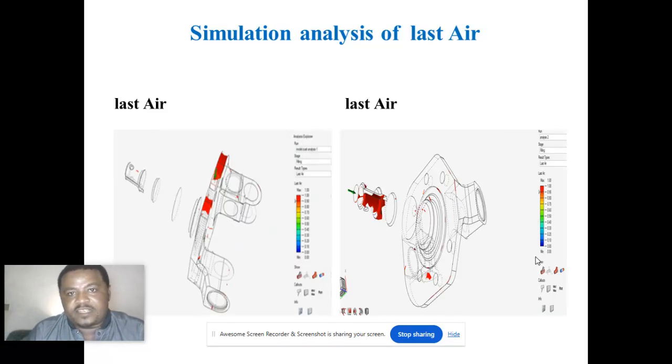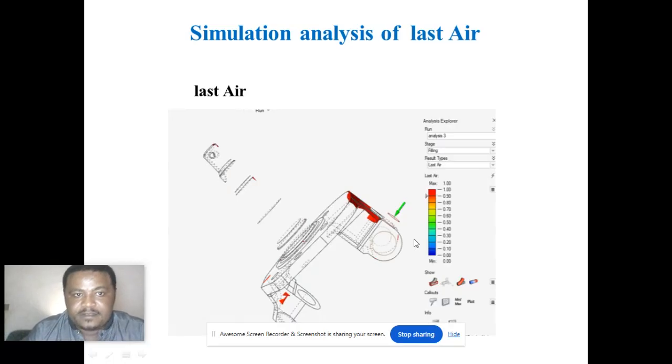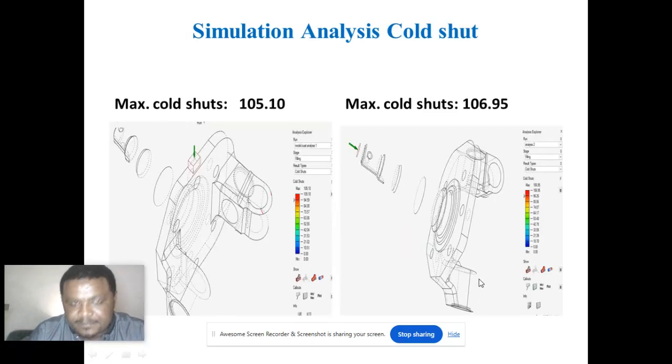The next simulation analysis is last air. This is the main defect in every casting. This is the air which is trapped in the mold during casting or pouring molten metal into the mold. Here, the red sections are the air which is trapped in the parts during the casting process. Here on the third section, the last air is just shown by red color.